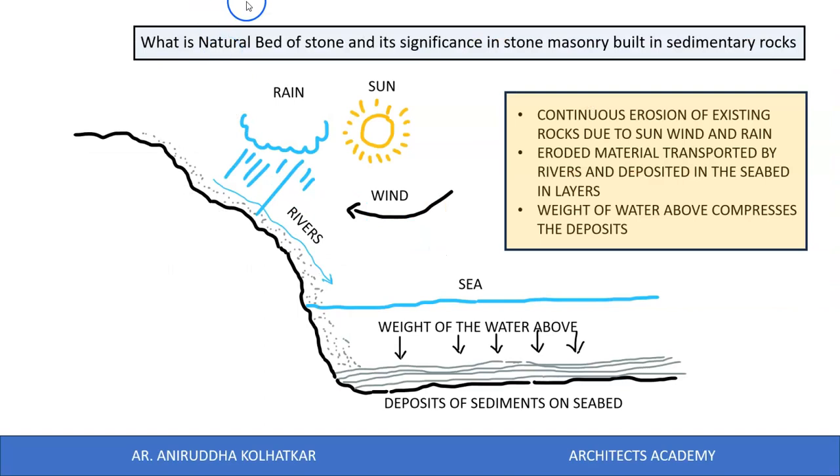So this is what is actually happening, again explained in the form of a sketch, that the parent rock here, which could be igneous rock, metamorphic rock, or sedimentary rock, is constantly being acted upon by sun, rain and wind, weather, called agents of weathering. The stone gets eroded and then it is carried by the rivers to the seabed, and gets deposited to form sedimentary rocks.